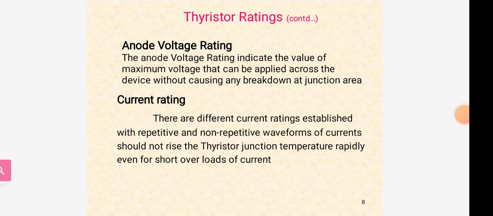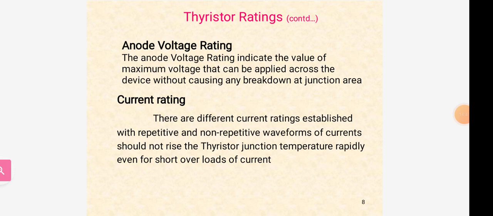Hence, heat is developed and dissipated in the form of power. For satisfactory operation of a thyristor, the junction temperature under steady state condition should not exceed the safe value, which is usually 125 degrees centigrade.